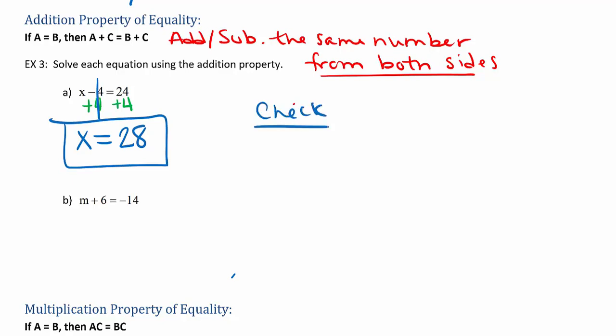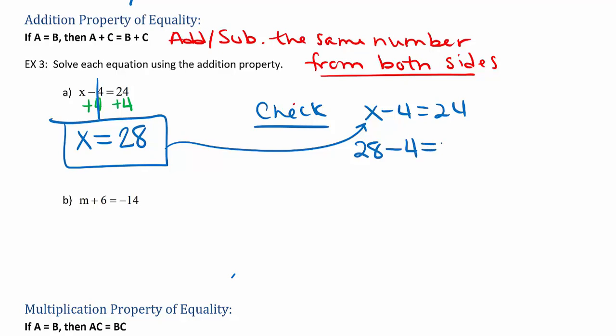And the way that you check your answer is you take your original equation and you plug your solution in for x. And so in this case, if x is 28, 28 minus 4, that definitely does equal 24. And so I know I've done the problem correctly. So we're allowed to add the same thing to both sides.